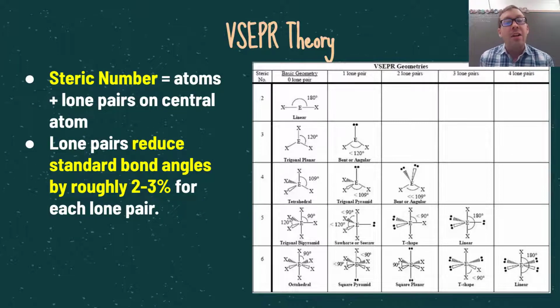The first one is the steric number, which is the number of atoms or lone pairs that are attached to the atom that you're looking at. This is, again, based on the number of atoms or lone pairs.